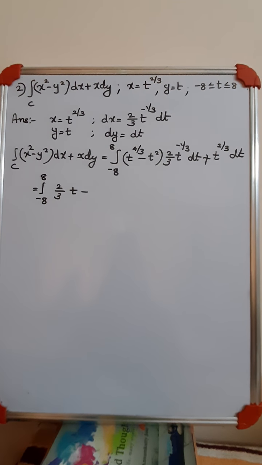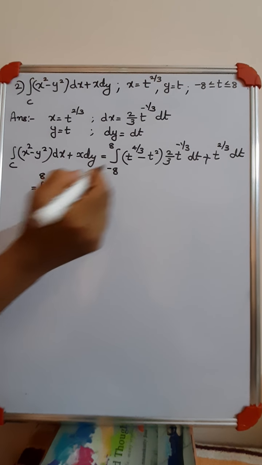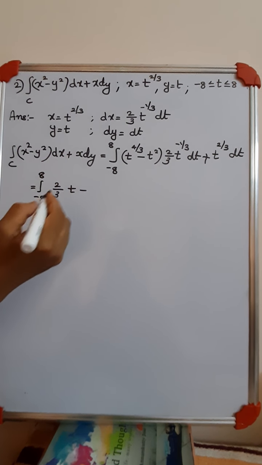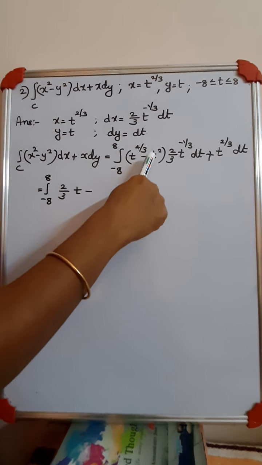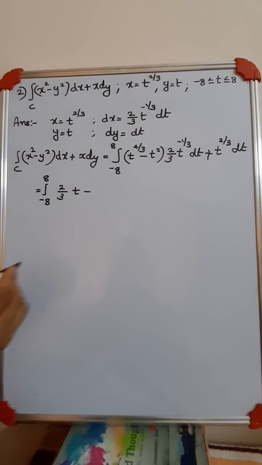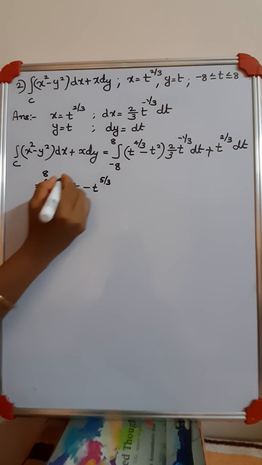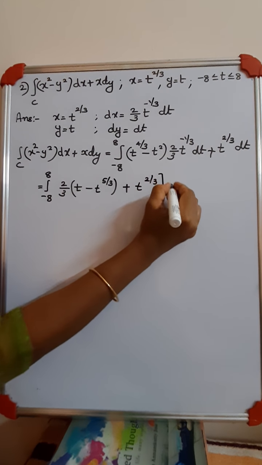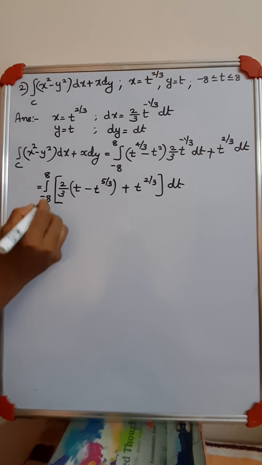2 plus minus 1 by 3 is t raised to, so 2 square. 2 minus 1 by 3, 6 minus 1, 5, that is t raised to 5 by 3. Then dt, we can take dt as a common term, plus next term is t raised to 2 by 3, then dt, and that is equal to integral minus 8 to 8.